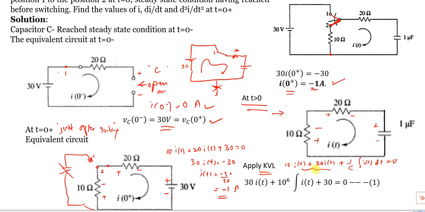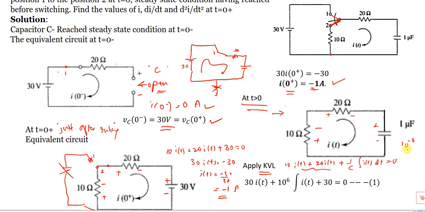So 20 plus 10 is 30 I of t, and C is 1 micro. 1 by C, where C is 1 micro. If you bring 1 micro to the numerator, micro means 10 power minus 6.